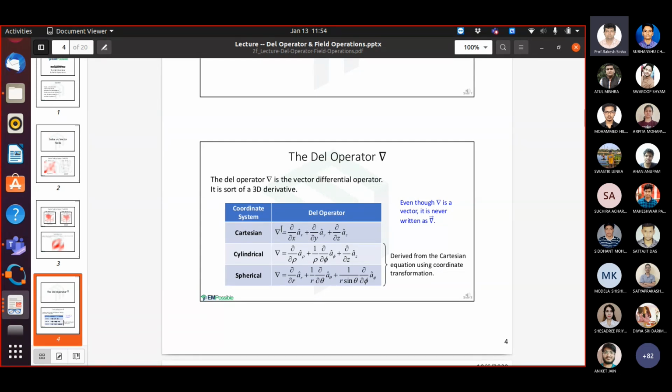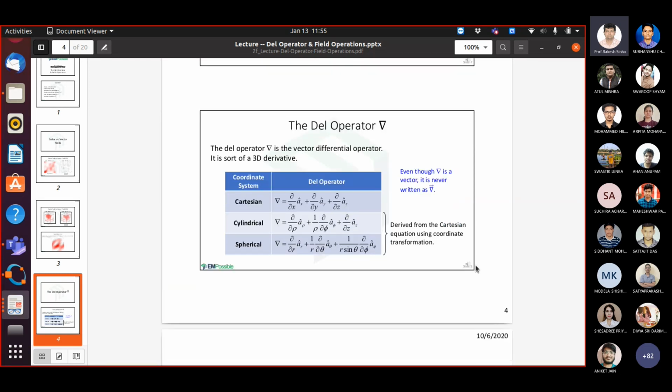What we have done for the differential line, you can do the same operation here also, and you can obtain this operator in the cylindrical coordinate system. You can see how this differential operator has been obtained. It's not a big deal. Then in the same way, from the cylindrical you can obtain the spherical one, or from the Cartesian you can directly obtain the spherical one by the coordinate transformation method.